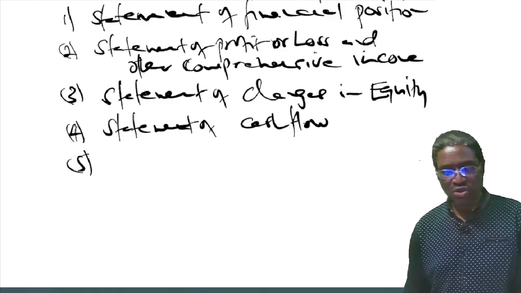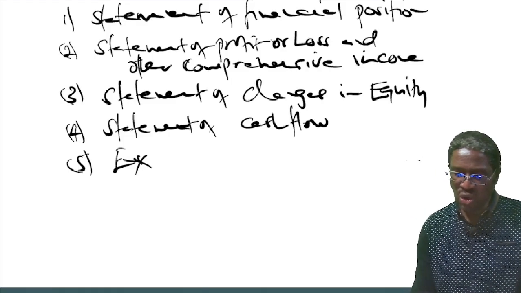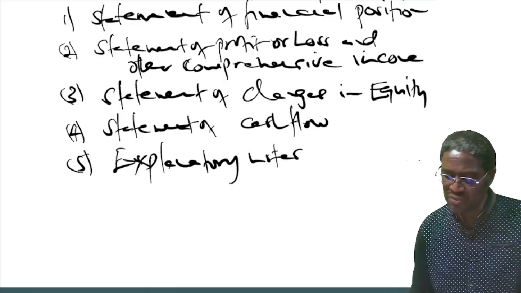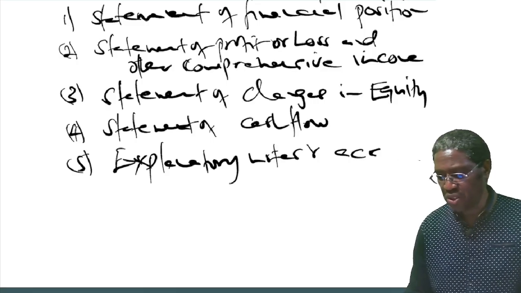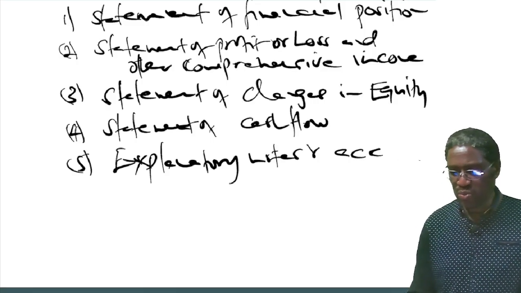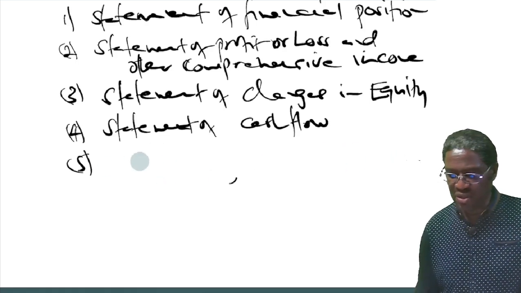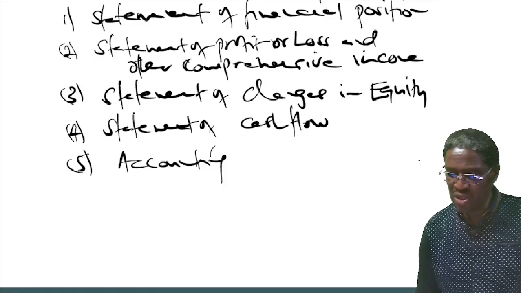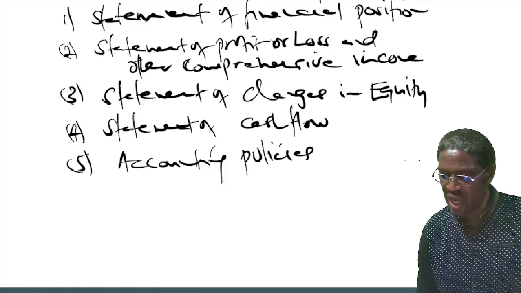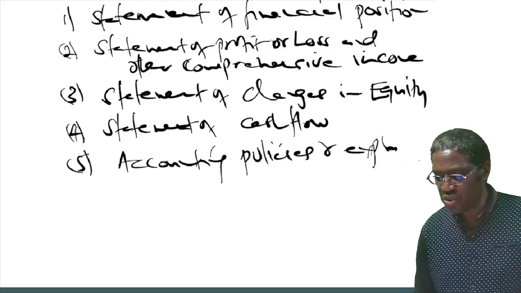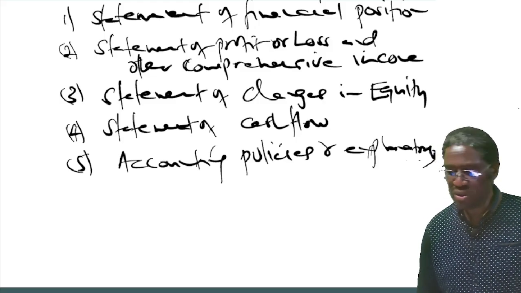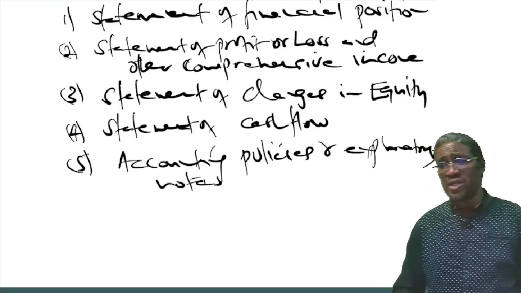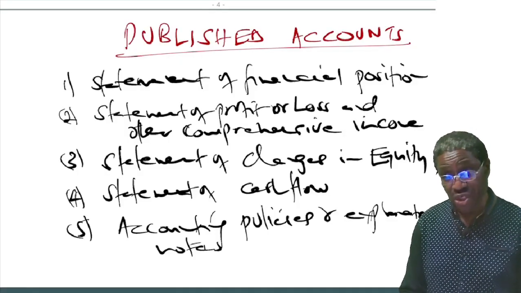Number 5, you are also required to include what we call explanatory notes and accounting policies. Maybe we could put it this way. Let me start with, you are supposed to include accounting policies and explanatory notes. So those are the 5 components of a complete set of financial statements for publication purposes.